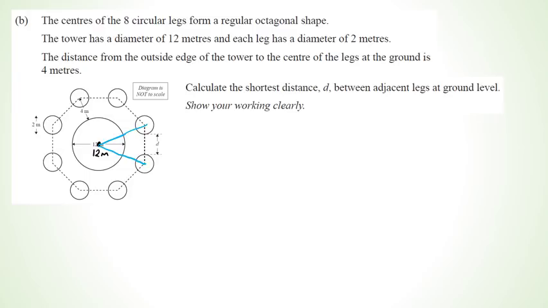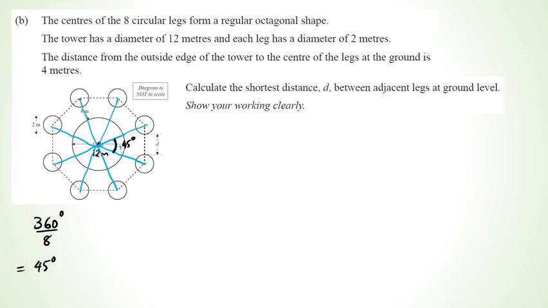So the first step is to try and figure out what this angle here is. Okay, now if you think about it, let's say from the center of the big circle I go to every center of the little circle, then I'm going to get an octagon. If it's an octagon, there are 1, 2, 3, 4, 5, 6, 7, 8 equal angles in the middle. So the first step is 360 degrees divided by 8 equals 45 degrees. So this angle right here is 45 degrees.